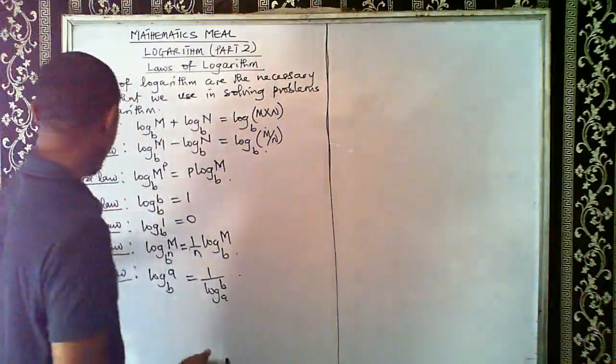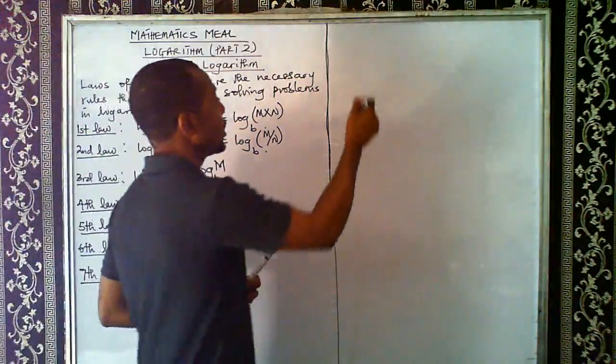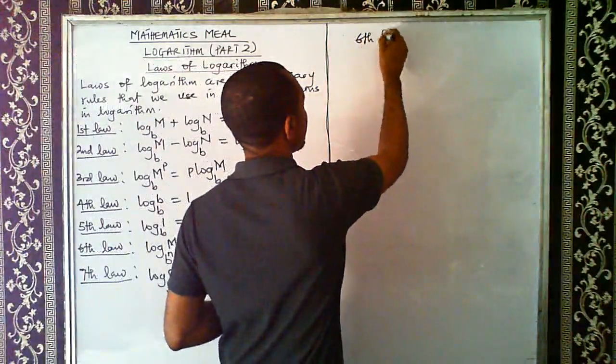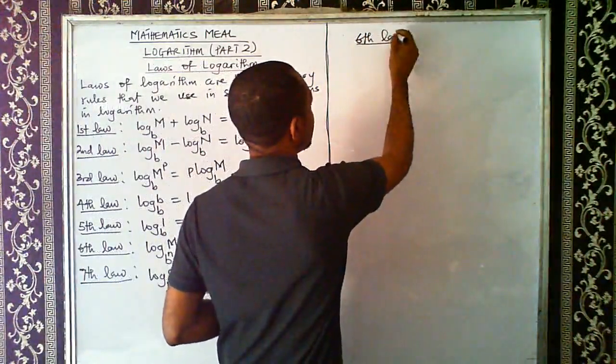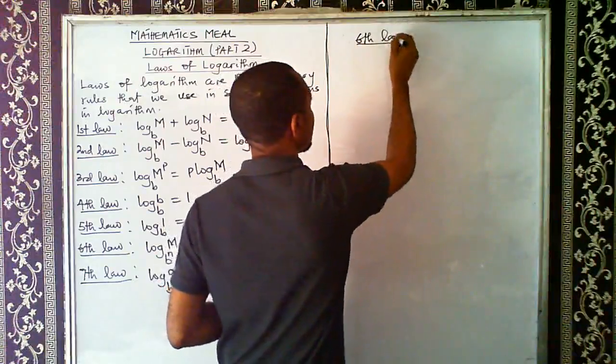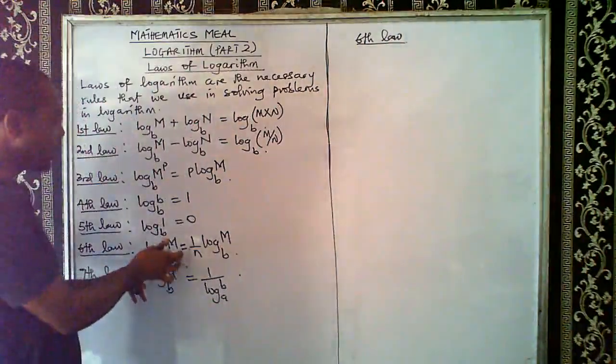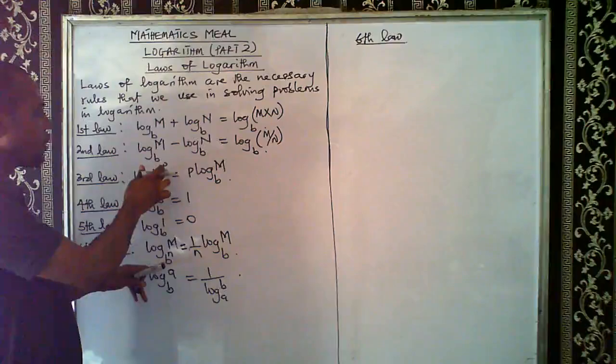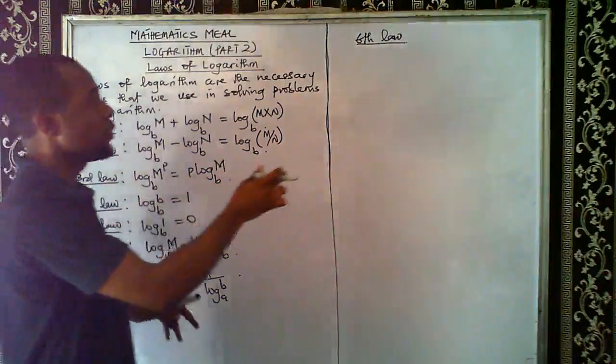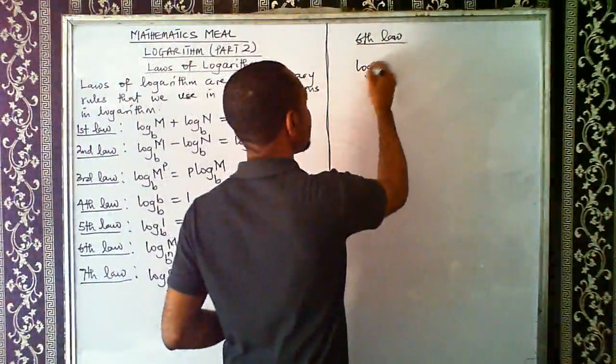So the sixth law, we have really progressed in this law. The sixth law, let's look at it together. What is the sixth law talking about? The sixth law deals with when the power is on the base. If you look at the third law, the power is on the number. So the sixth law is when the power is on the base.